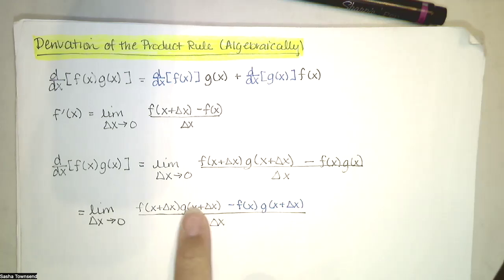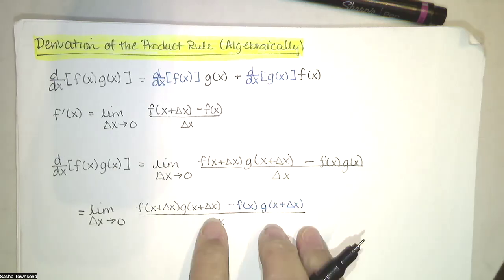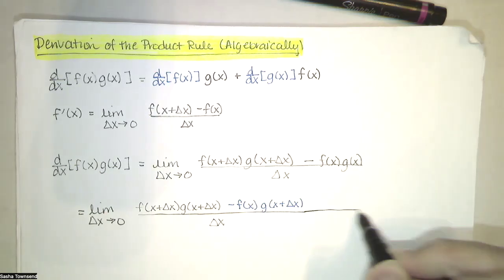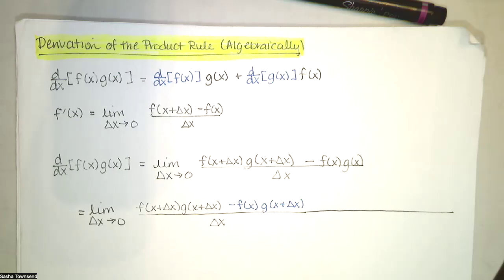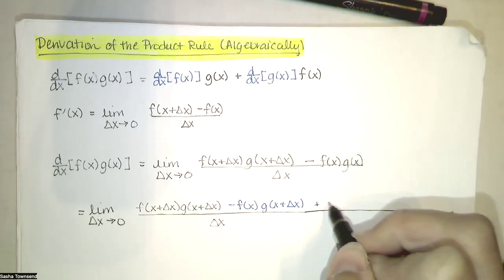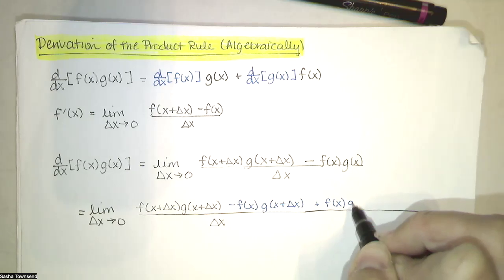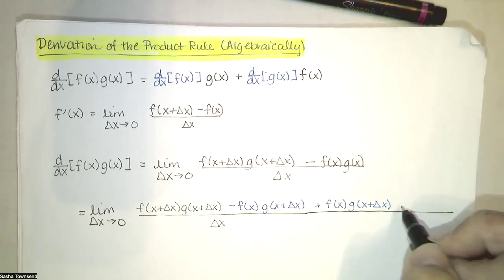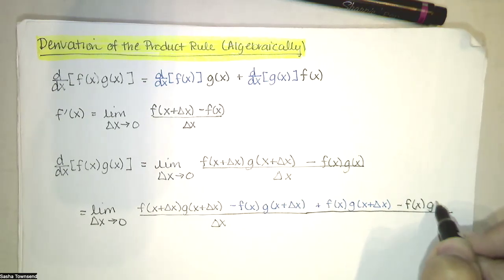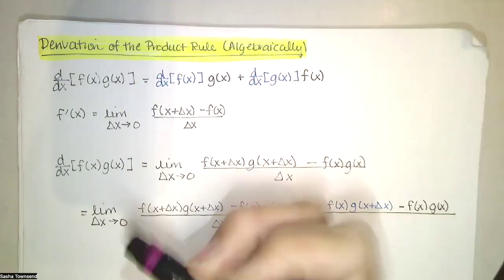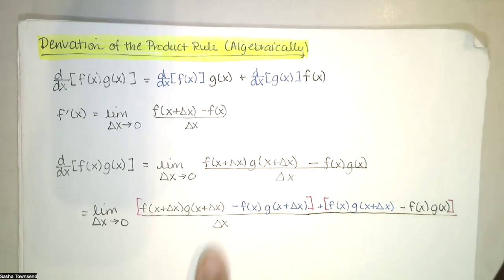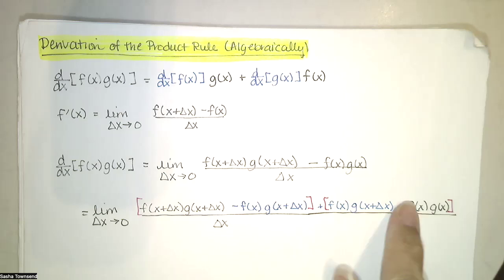So now if I factor out that g of x plus delta x, I'll have g of x plus delta x times this. And that looks a lot like this first term, the derivative of f times g. Now I can't just do that. If I subtract this term from the numerator, I have to also add it. Otherwise, I'm changing the value of my function, and I don't want to change the value of the function. So I've got that there. And now I'm going to regroup. Group these two together and group these two together. And then we've got this divided by this plus this divided by that.